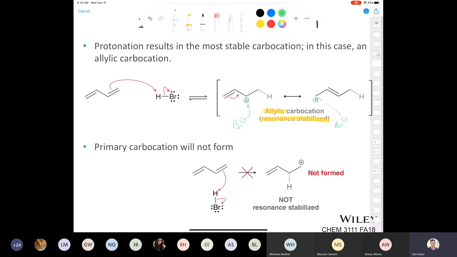slide. Now, again, don't fall into the trap of saying, well, this is a primary carbocation, that could never happen. Remember, that's primary allylic. It can totally happen. And that is why the hydrogen will not get added to this carbon, because then you would form a primary carbocation that's not resonance stabilized, and we're never going to see that.